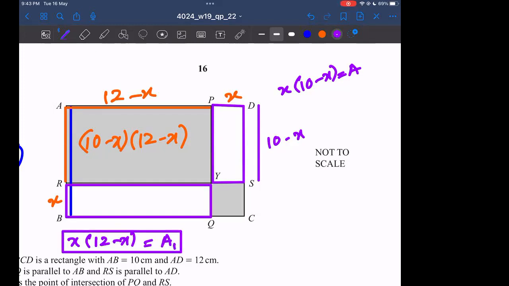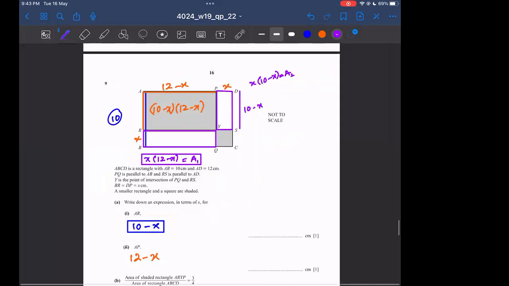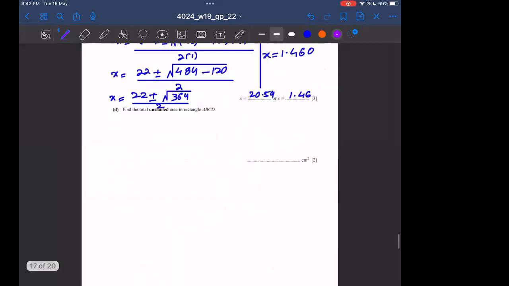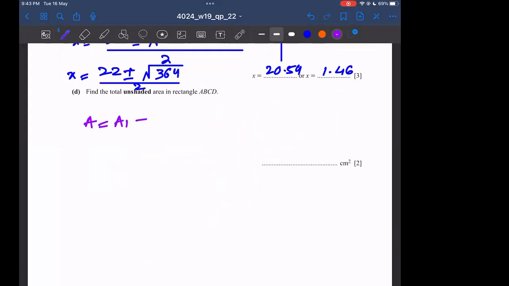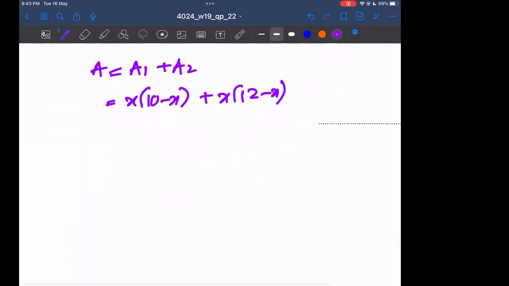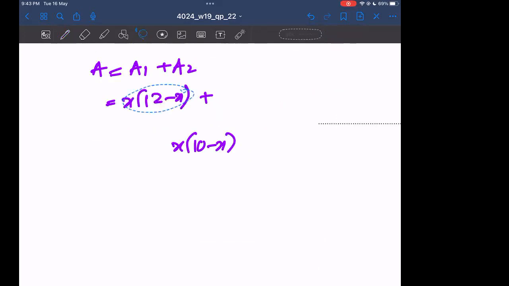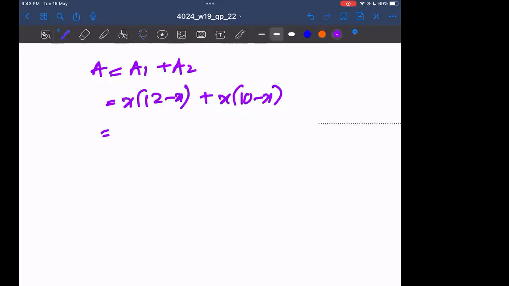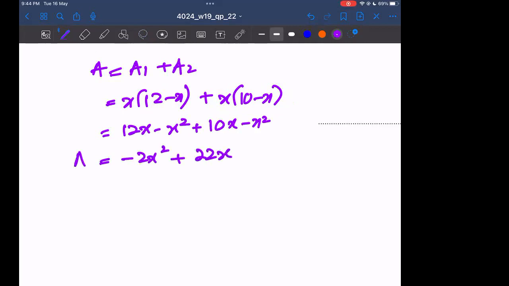A1 plus A2. X into 10 minus X, plus X into 12 minus X. So I just added these two areas here. This one was A2. Let's just say 12x minus x square. It becomes 10x minus x square. It becomes 22x. This is the whole area.